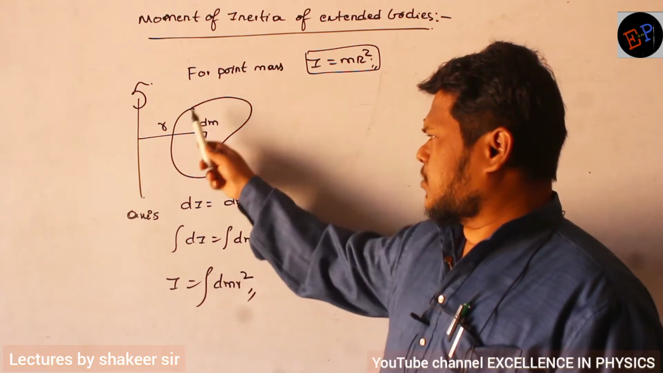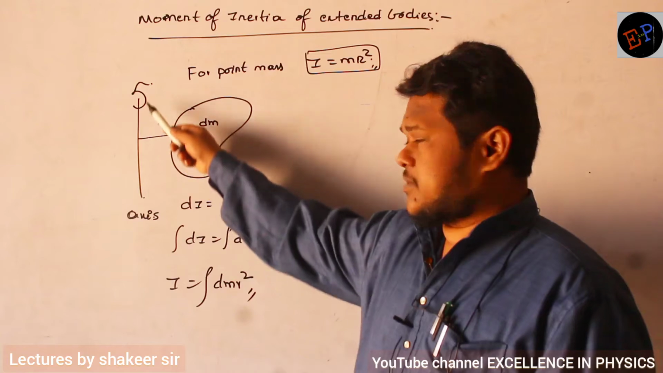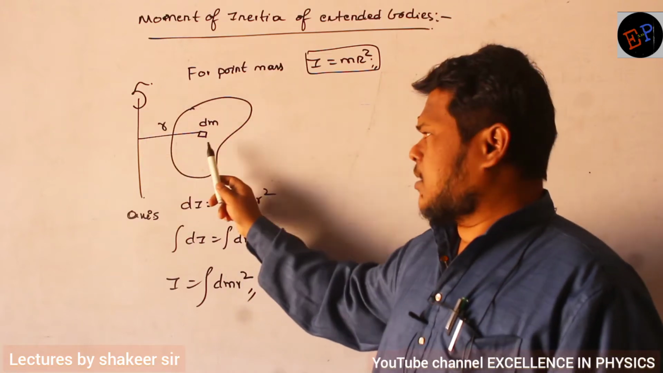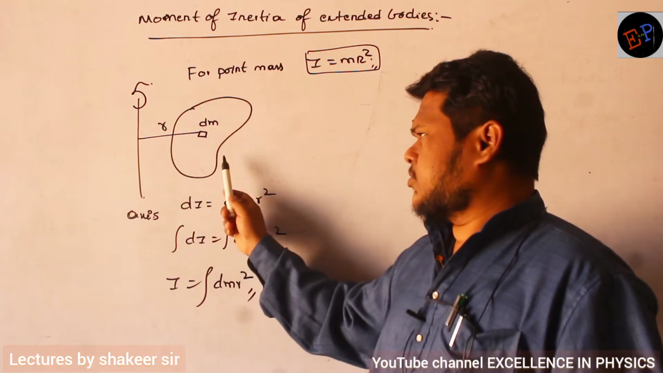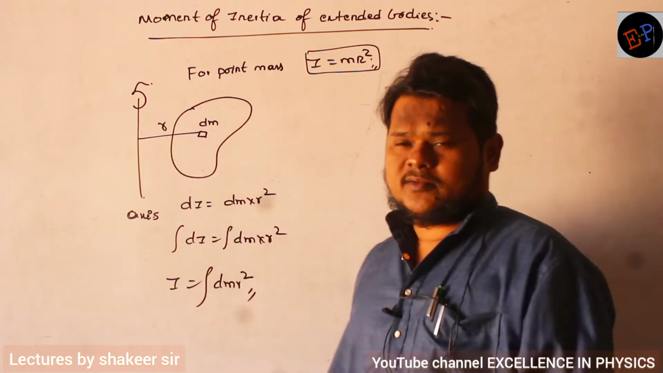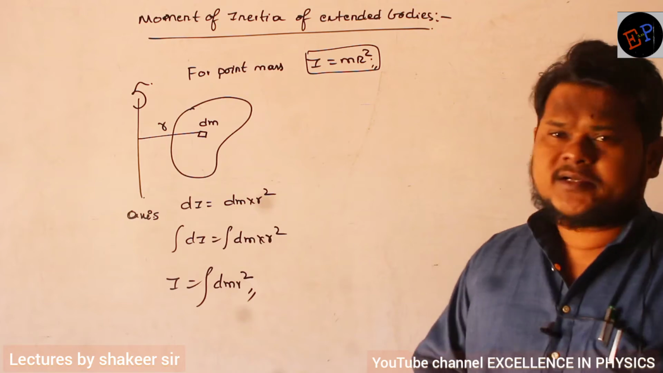Now for this rigid body, if it is rotating about this axis, this is the axis of rotation, about this axis this body is rotating. Understood? Suppose this body is rotating around this axis. Then how can I calculate its moment of inertia?